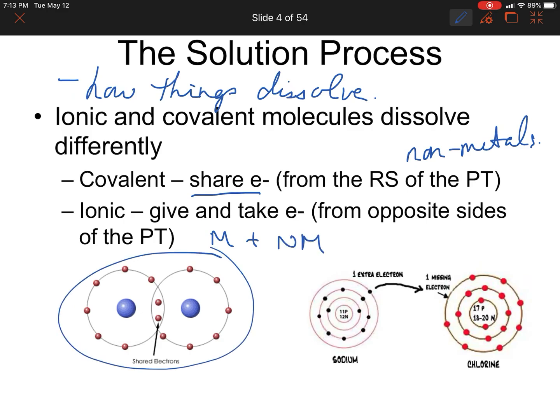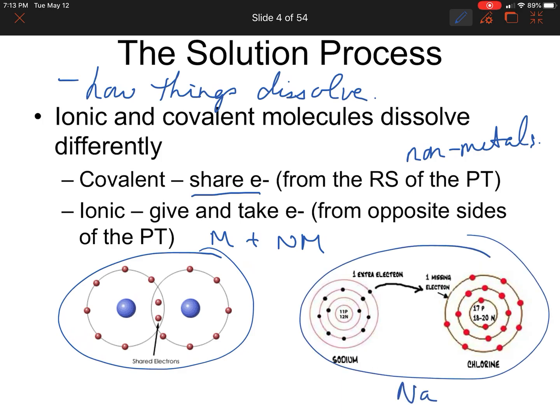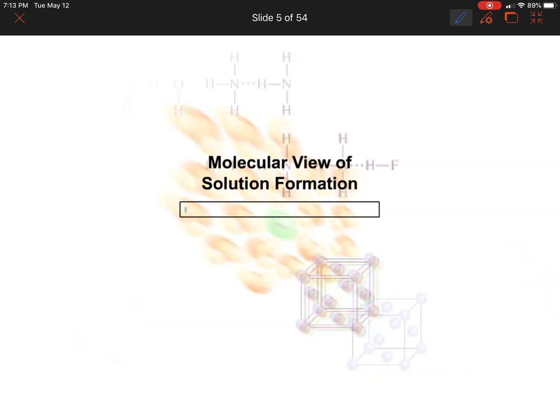So shared electrons here. Sodium giving an electron to chlorine. That's a good example. That's our salt here. That's a good example of an ionic compound. Now, how these two different types of molecules dissolve is different, and we have to understand how that works. I had some really cool animations, and then I realized that you cannot run Java on an iPad. Who knew? And I only have a house full of Mac products, so I couldn't do it. So I'm going to draw it out for you. We're going to go first with ionic.